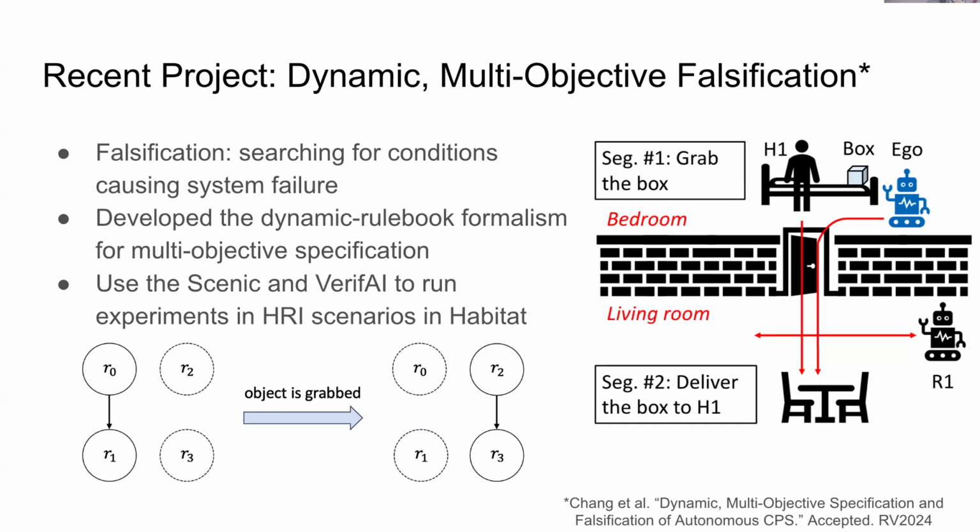In this case, what we did is that we developed a formalism that we call dynamic rulebook. This helps us specify and falsify multiple simultaneous objectives that a system has to obey. And we were eventually able to do this study using Scenic to verify. The more details about this we can talk about offline, but I will just move on to the experiment and demo we've done.